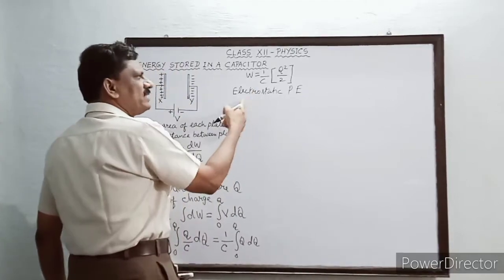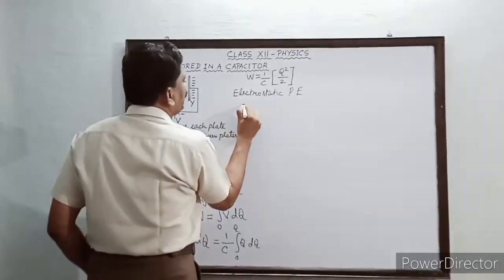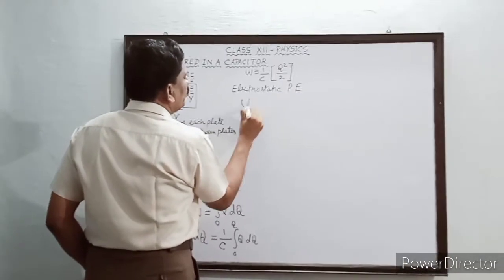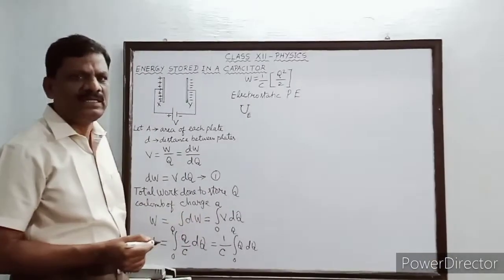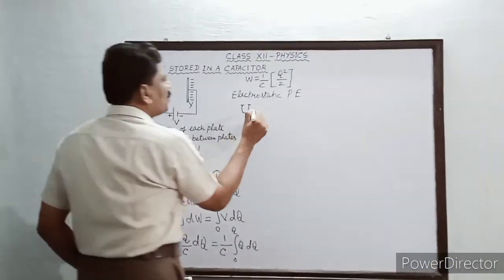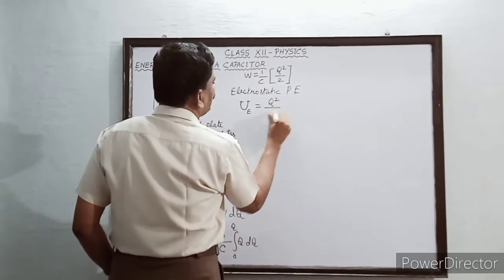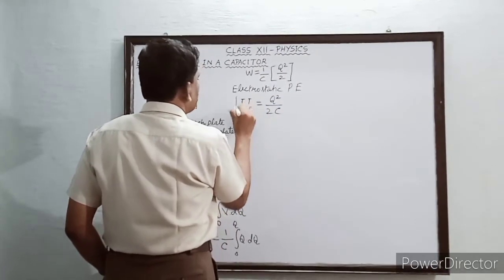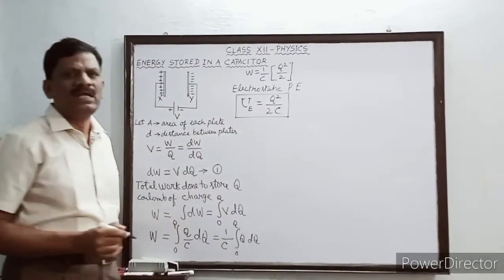This work done is stored as electrostatic potential energy, and it is denoted by the symbol capital U suffix E, or epsilon E, or UE. So UE is equal to Q square divided by 2C. This is one of the expressions for the electrostatic potential energy.